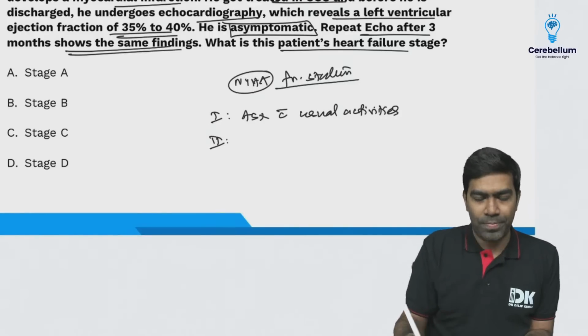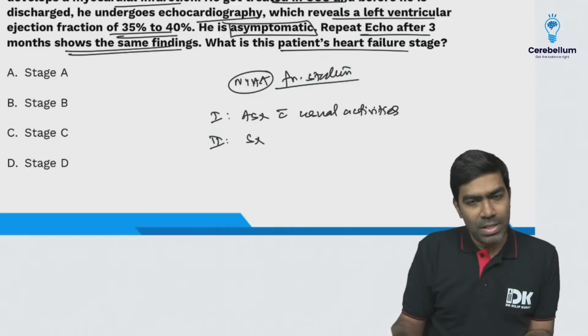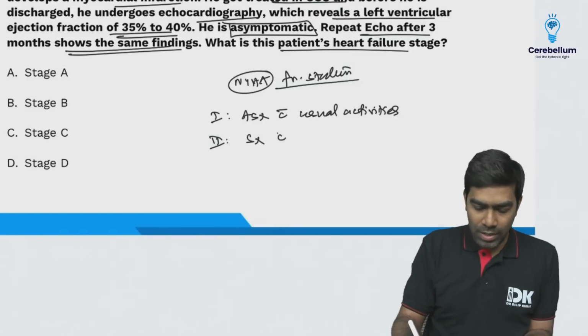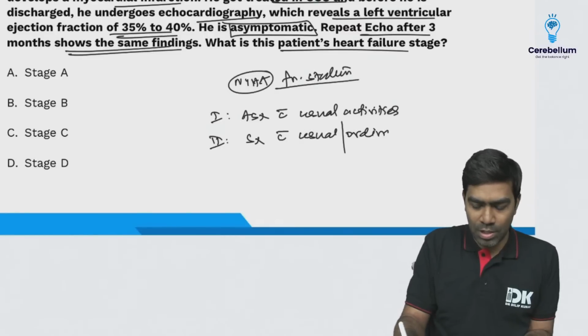NYHA class 2 means the patient will be symptomatic with ordinary activities. With usual and ordinary activities, the patient will be symptomatic, which means he's not able to do his usual and ordinary activities. That is NYHA class 2.